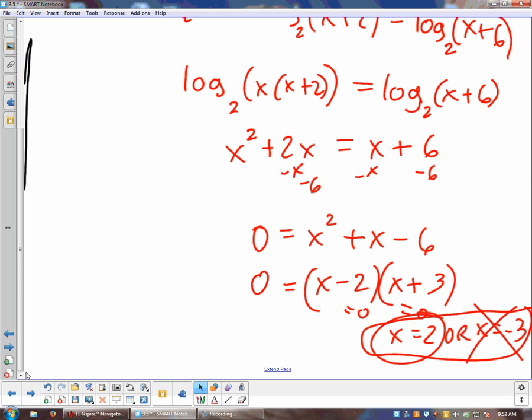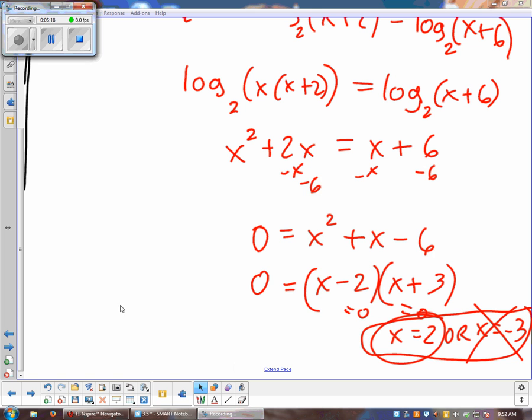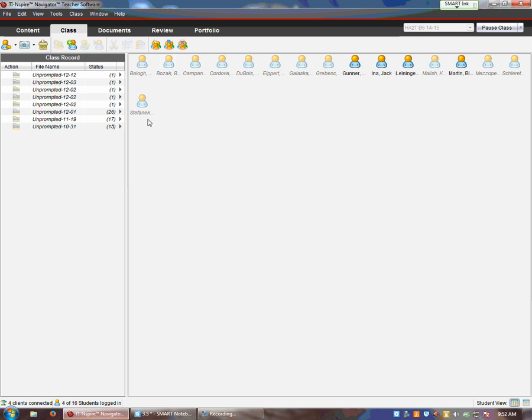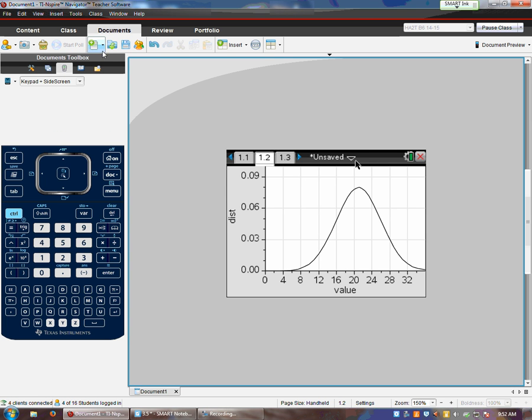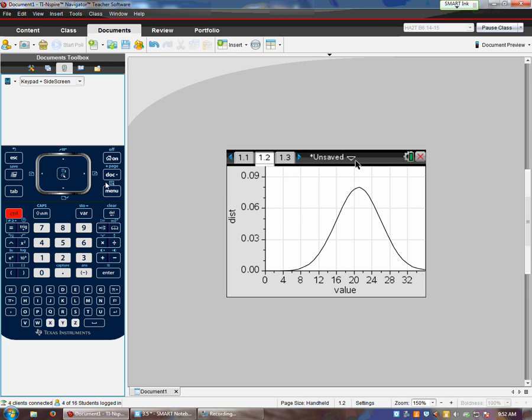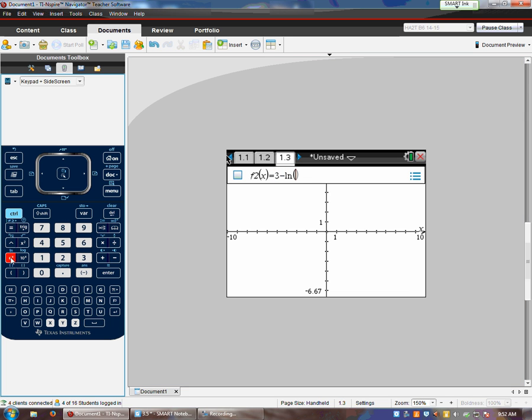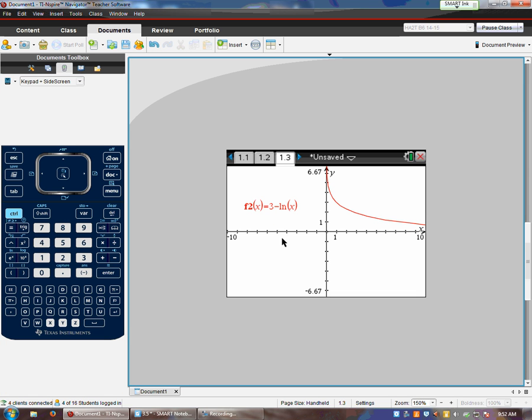Okay, so if we graph 3 minus ln of x, you have your calculators. If we go to documents, graphs page, I want to graph 3 minus ln of x. All right, I'm graphing this, and I want to know when is 3 minus ln of x equal to 0.